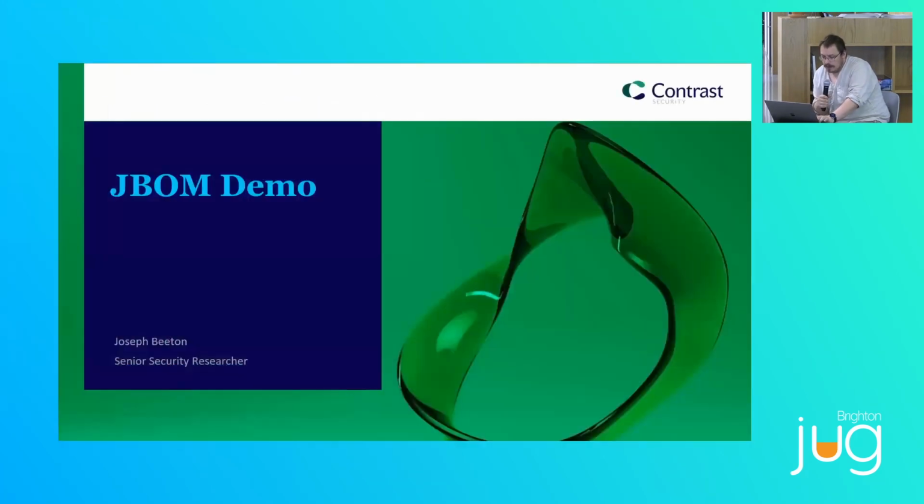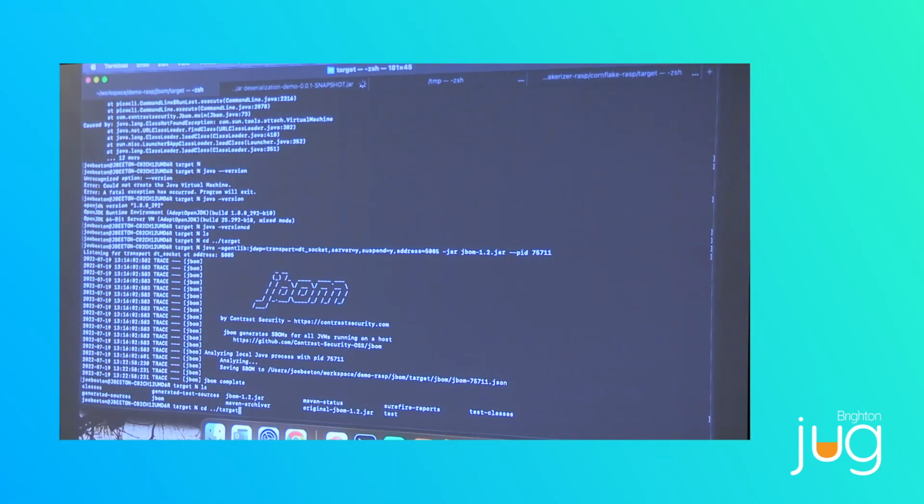So let's go to the first demo. JBOM is the agent we'll be using. This is something created by Contrast Security. To give a bit of background about this agent, what it does is create an SBOM, or software bill of materials. This was created earlier this year.